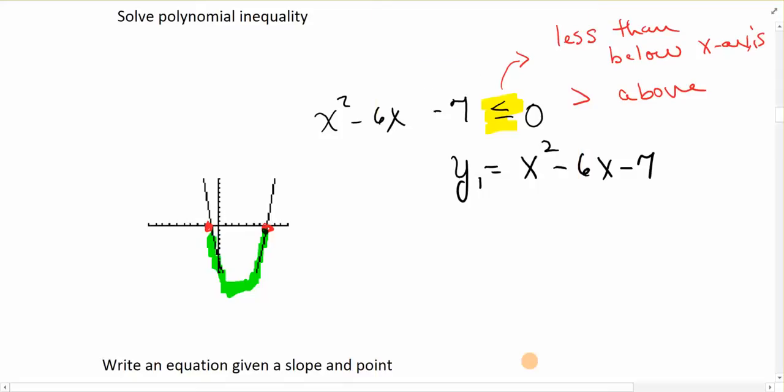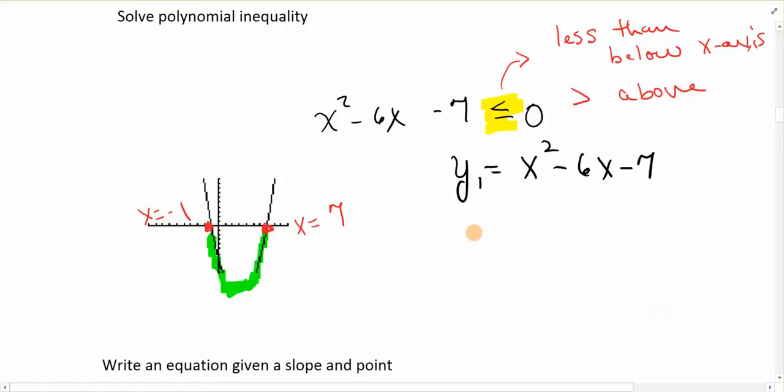Okay, so your sketch now should look like this. You should have x equals 7, and x equals -1. Do we have that? Okay, if we've done it correctly, our solution is right there. It says it's from here to here.